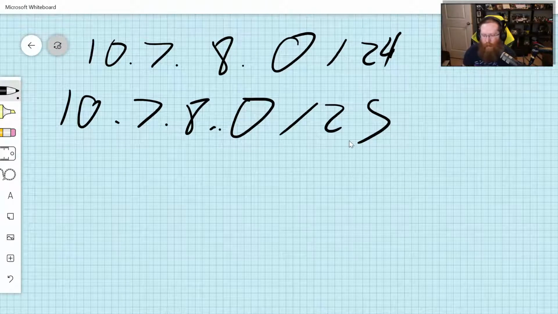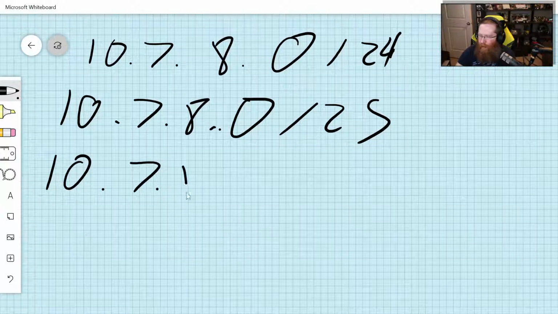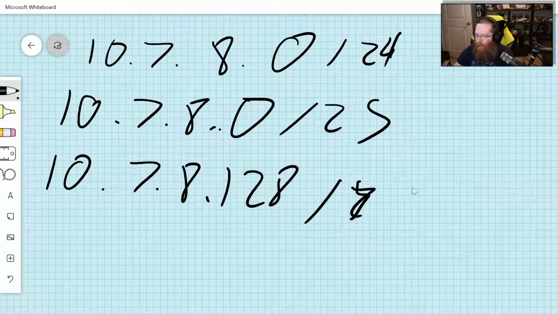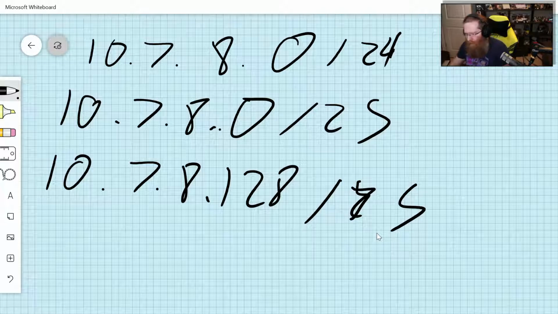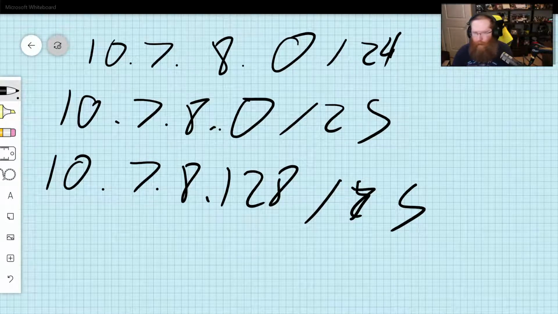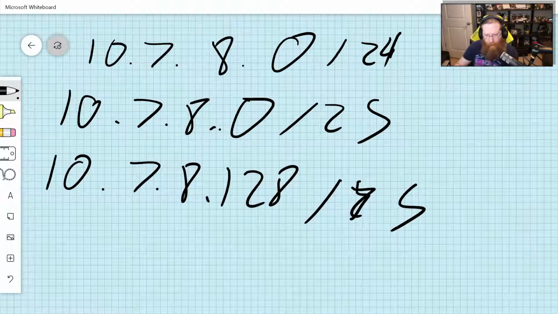And as I said, I want to split this in half. So 25 was half of 24, which meant 128. Remember that 128. So 10.7.8.128/25. Okay? So that's kind of the direction we're taking that in. Give me a second here. Something was going off, and I don't know where it was. Oh, well. Okay.